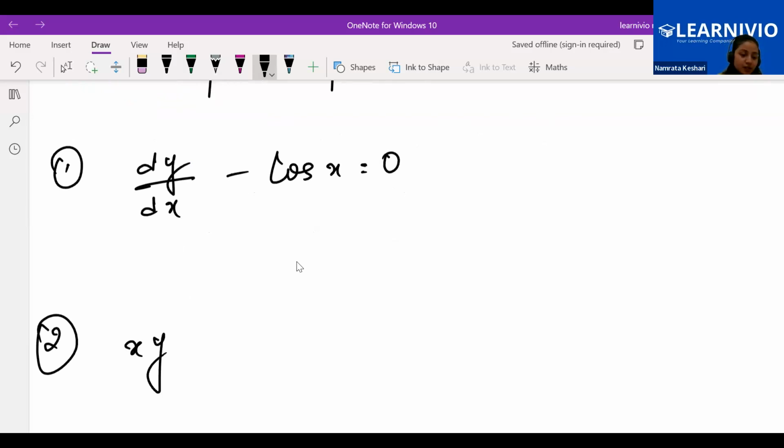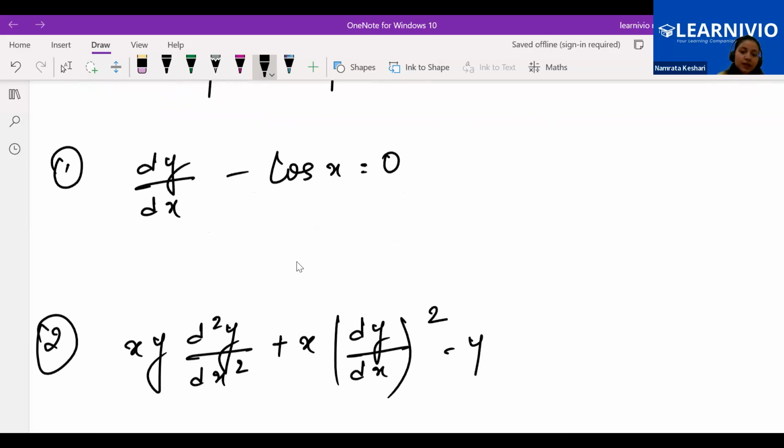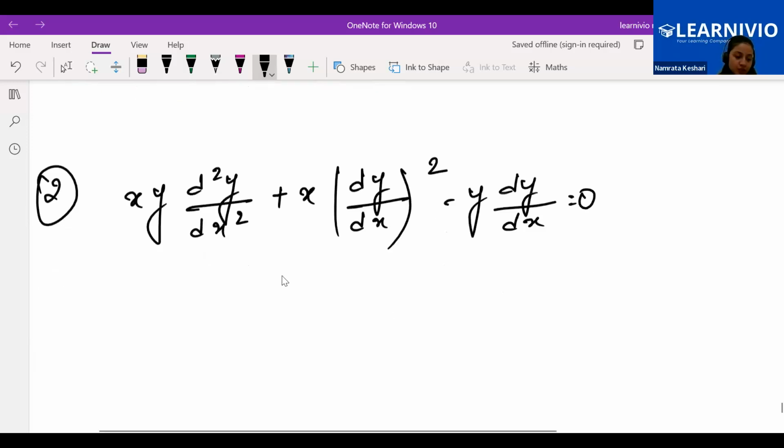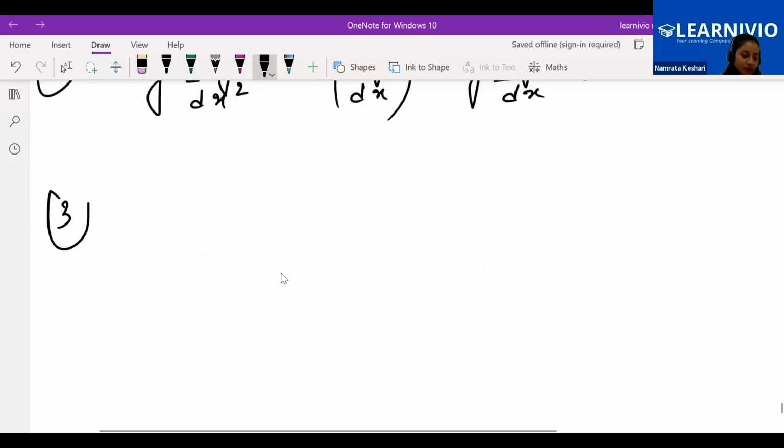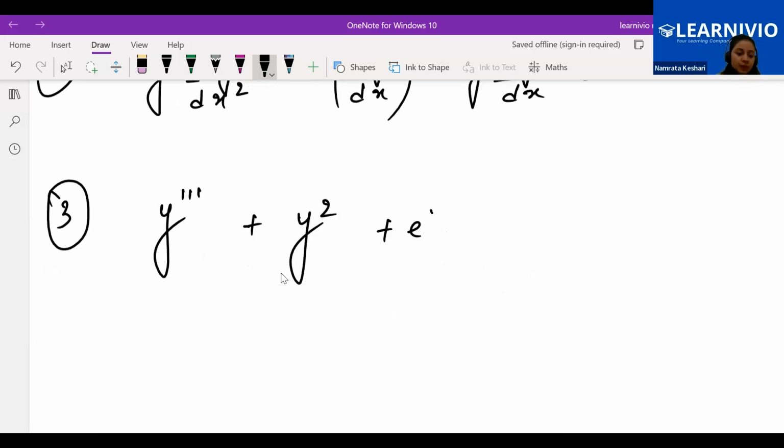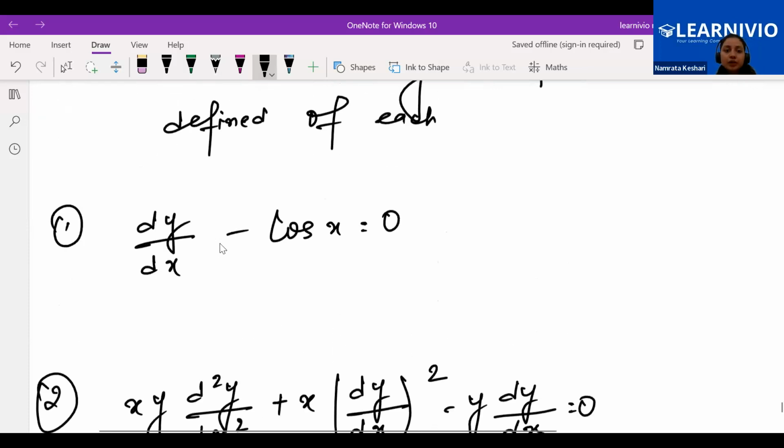Next one is xy d2y by dx2 plus x (dy by dx) whole square minus y dy by dx is equal to 0. Next one is y double dash y triple dash plus y square plus e to the power y dash is equal to 0. Okay. Now tell me, first one, what is the order, what is the degree?